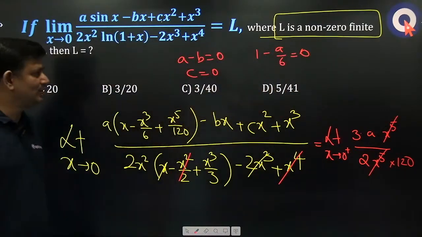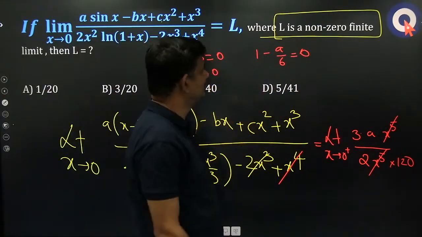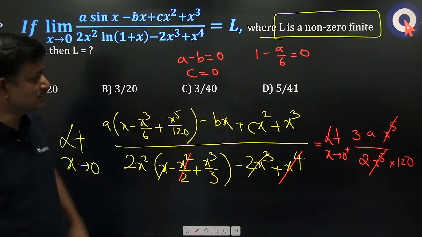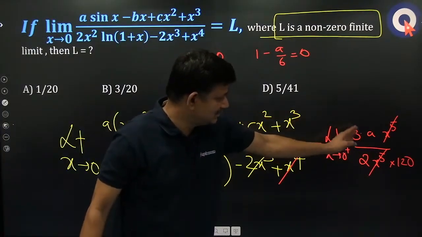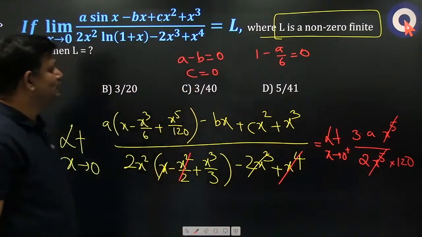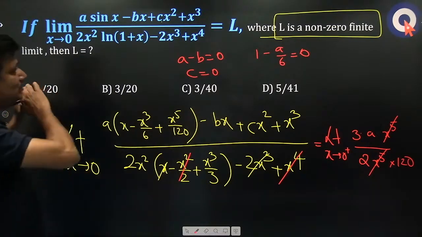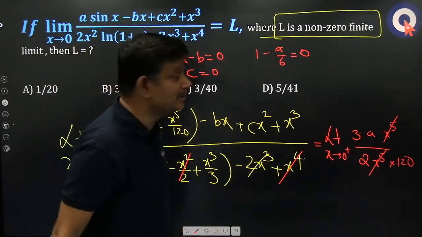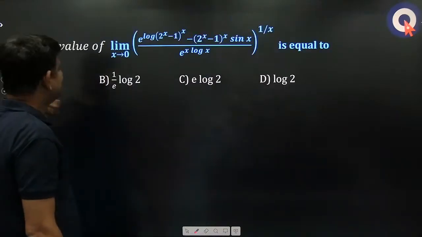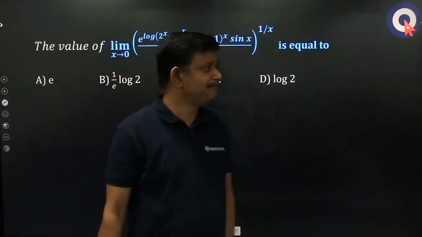A is automatically non-zero. A is how much? 6. A is 6. So just substitute a equal to 6. You can see the answer. You have the answer. It is 3 by 40. Very simple question, but you get such type of questions regularly. You need to practice them using power series expansions.